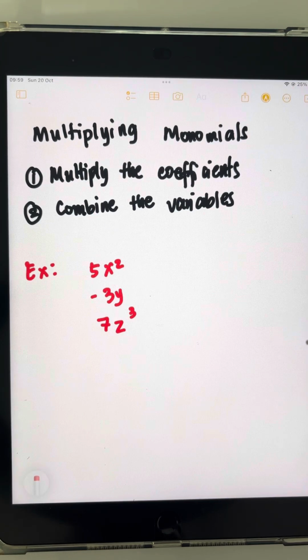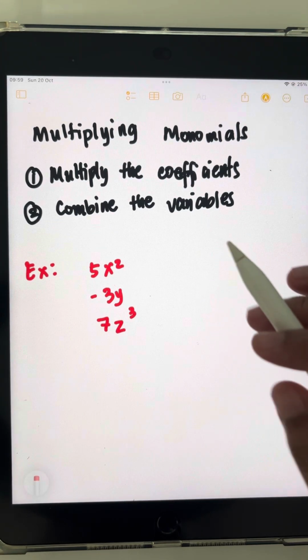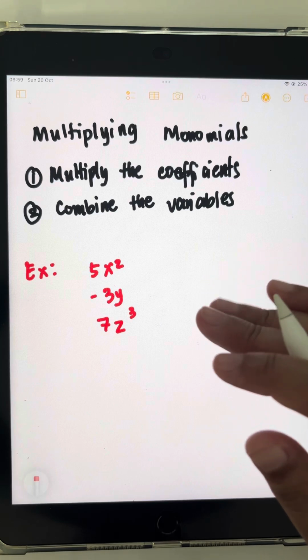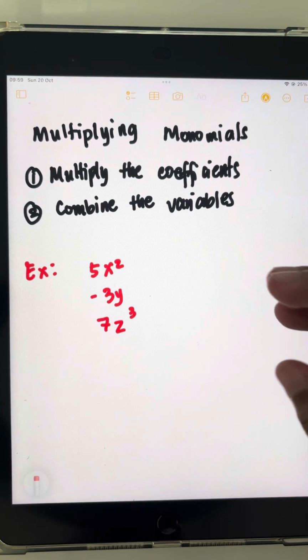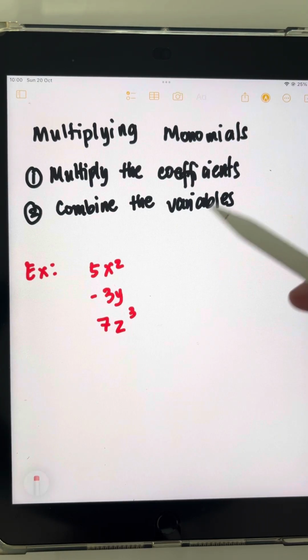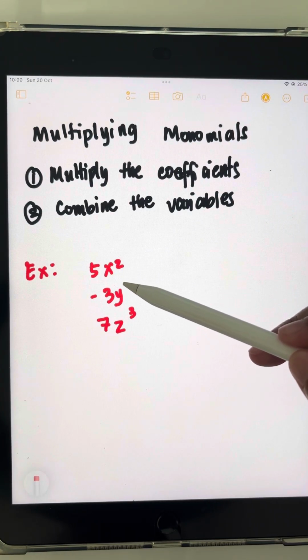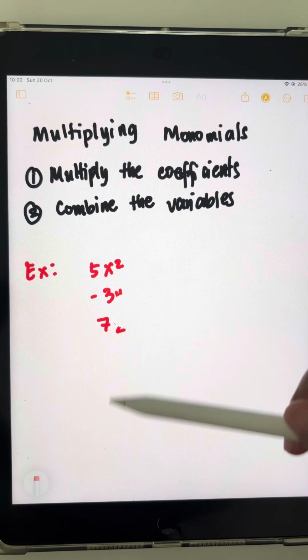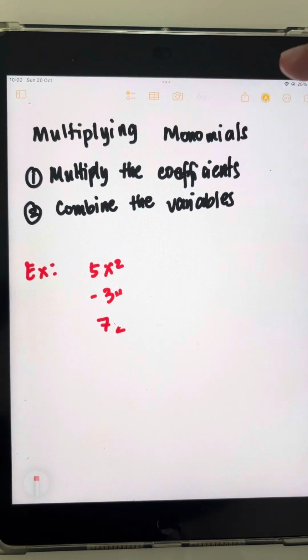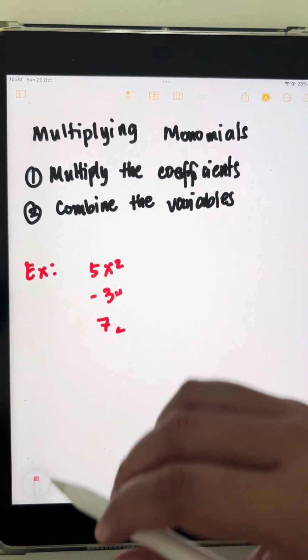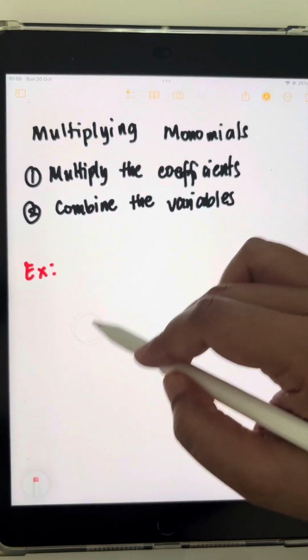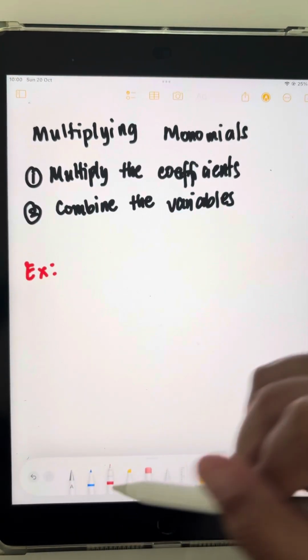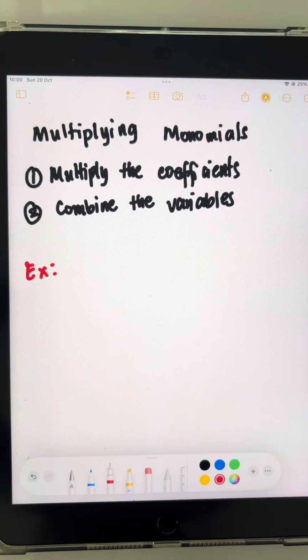You can only combine the variables if they are the same variable. For example, if all of the terms have x variables, you can combine them. But if they have different variables, like one has x, y and the other has z, you cannot combine these terms. You cannot combine these variables because they have different bases.